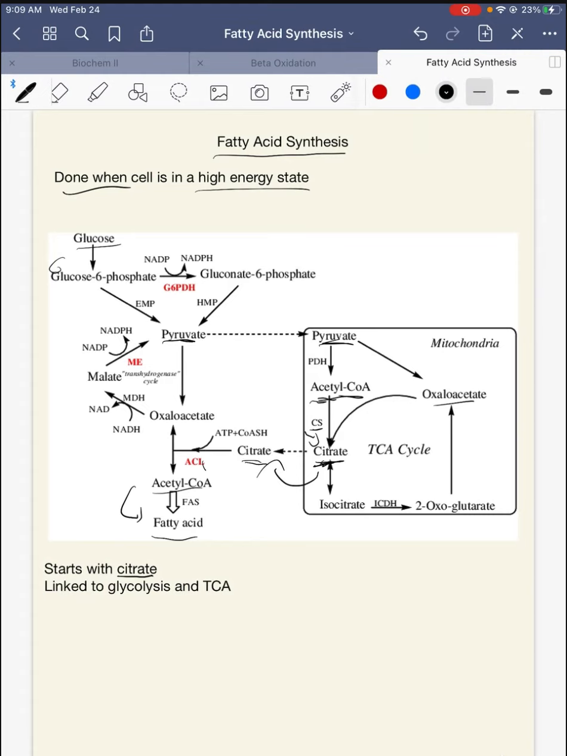And then we have this enzyme that makes acetyl-CoA and oxaloacetate, so it's kind of the opposite of citrate synthase, and then acetyl-CoA starts fatty acid synthesis. So that's kind of just a general overview of what this pathway is about.